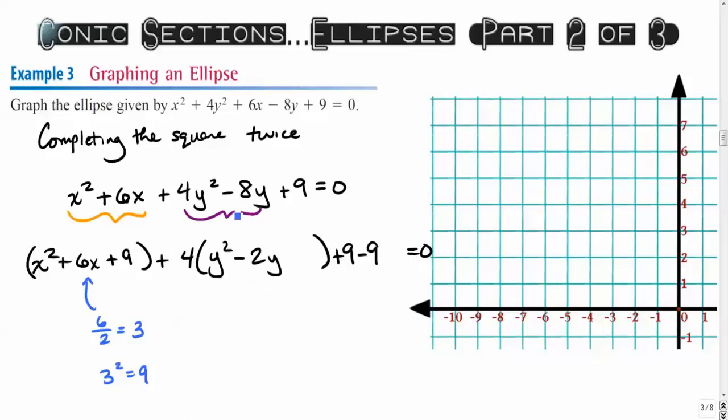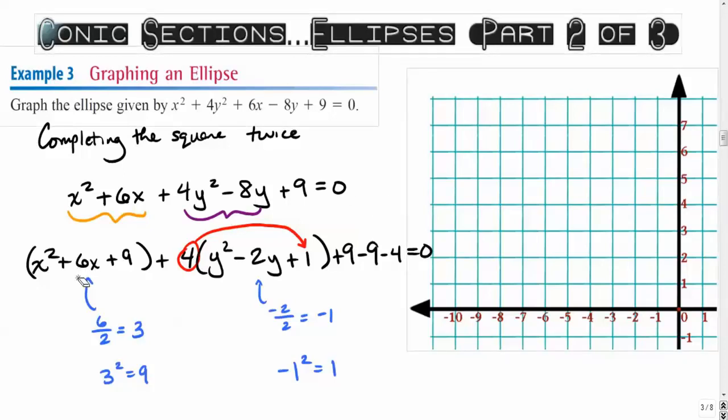Same thing here. We're going to divide -2 in half, which is -1, and then we're going to square that, which is +1. We're going to add that right there. Now a lot of students tend to think that since we added 1 here, we want to subtract 1 here, but that's not right. It's not actually a 1, it's a 4 times a 1. 4 times 1 is +4, so we want to subtract 4 to preserve that equality there. Alright, so that was completing the square twice.